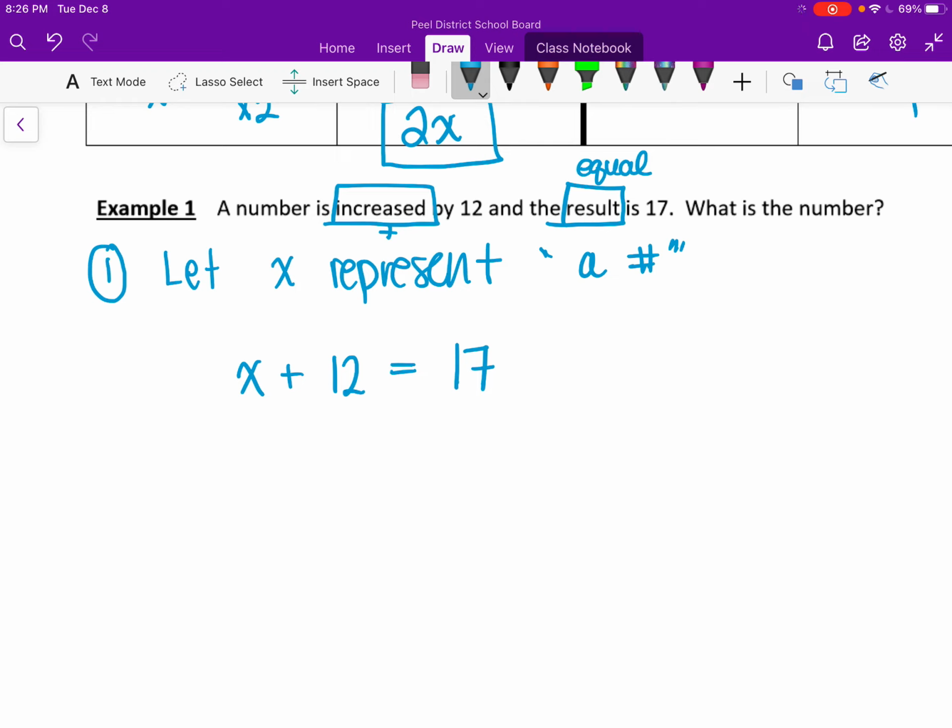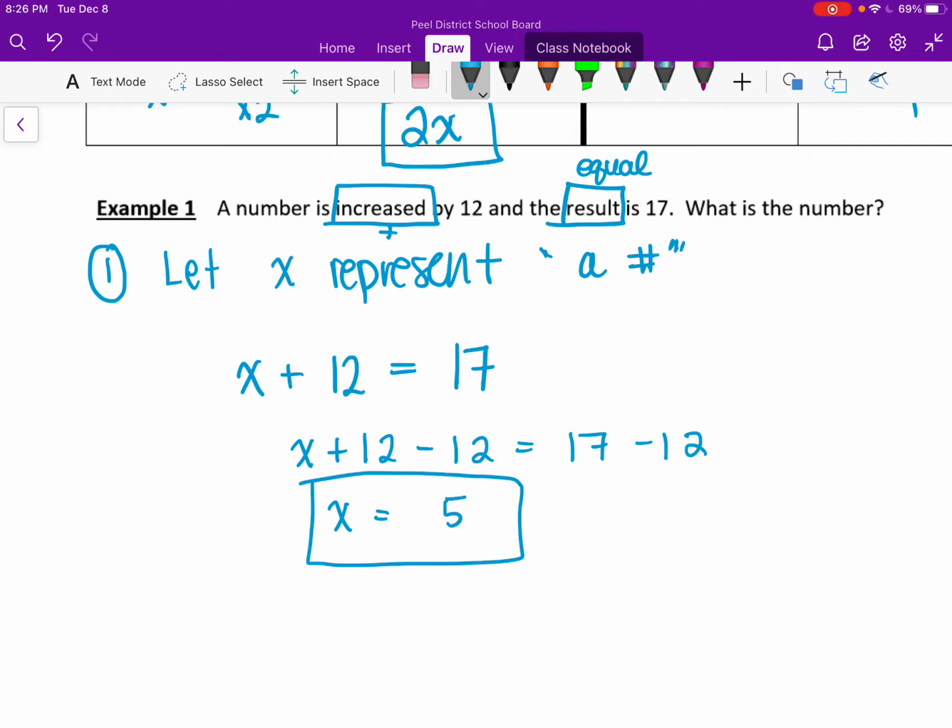So I'm going to use my balance method. I want to get rid of this 12 here, so I'm going to do x plus 12 minus 12 equals 17 minus 12, right? So I have x is equal to 17 minus 12, which is 5, and that is my answer, right?